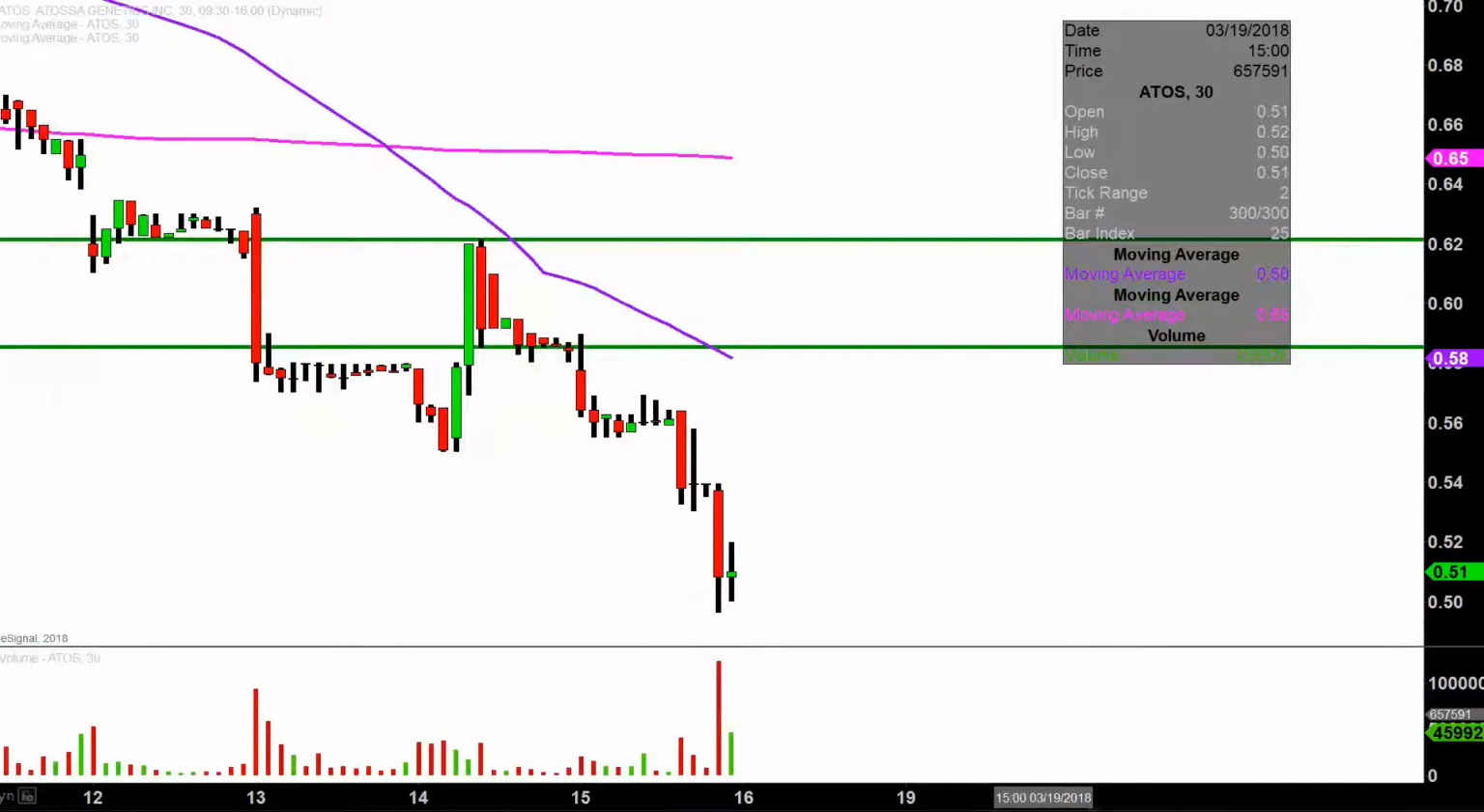Real quick, what do I mean by 30-minute in case maybe you're new to charts? Instead of each one of these candlesticks here representing 1 day's worth of price action, which is what you would normally see, each one represents 30 minutes. So all this here may look like several days worth of time. It's actually just today's price action broken down into 30-minute time slices.